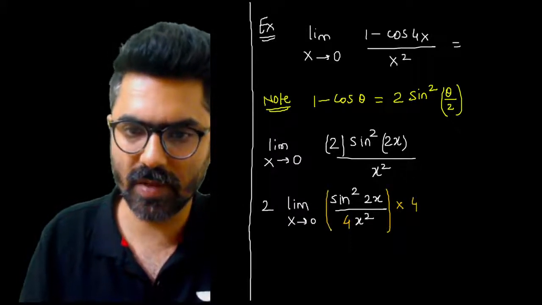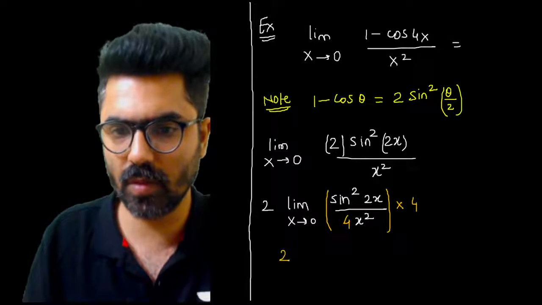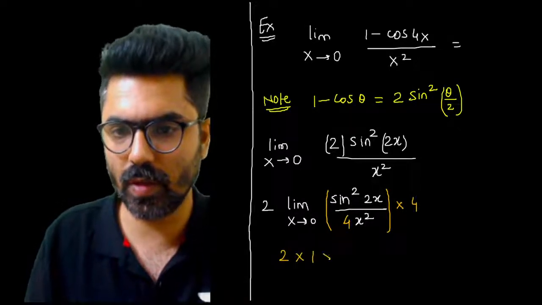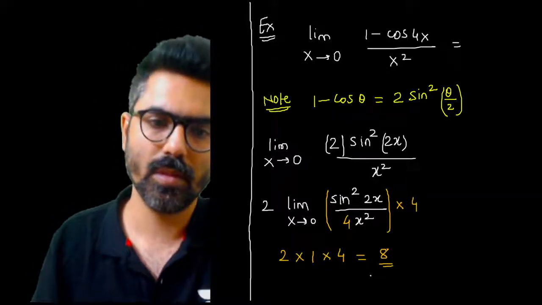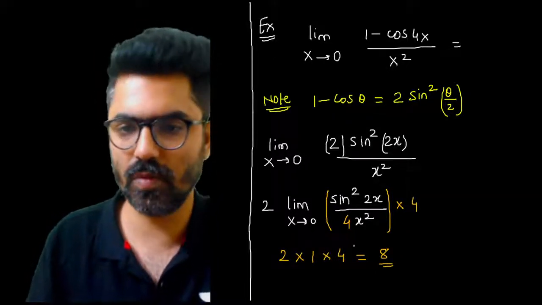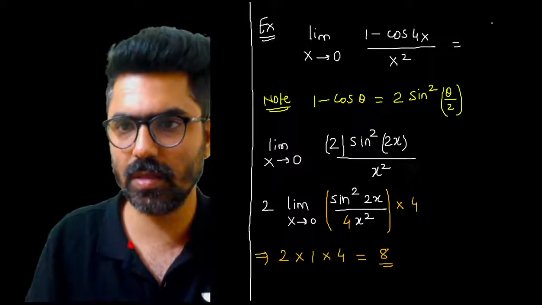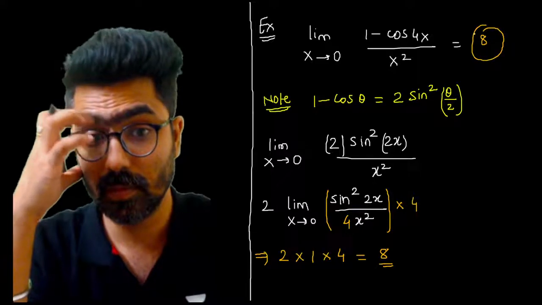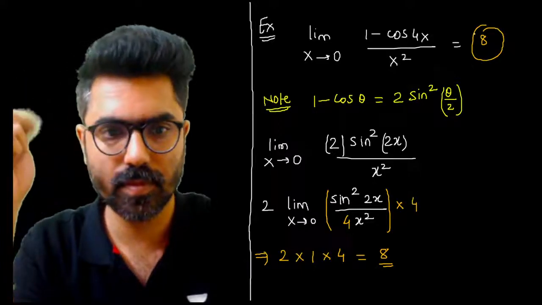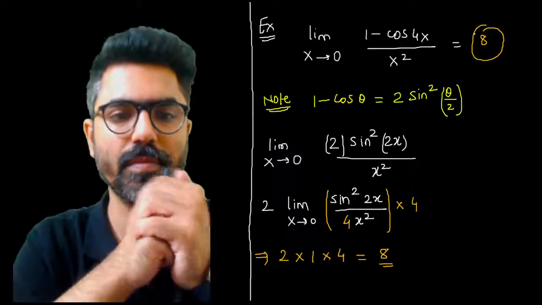Now the limit of this part will be 1. So 2 into 1, the limit part, and the 4 which we have adjusted. This is what the value of the limit is, and the answer for this is 8. I hope it is clear. Everything is clear.